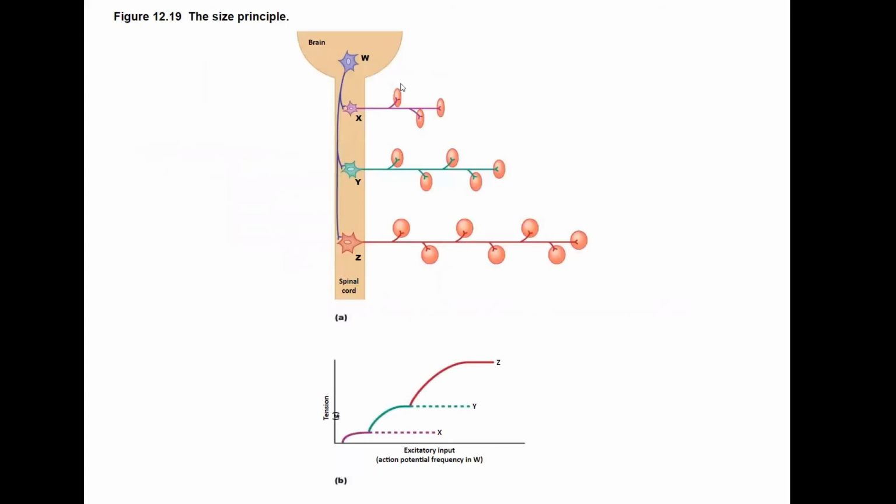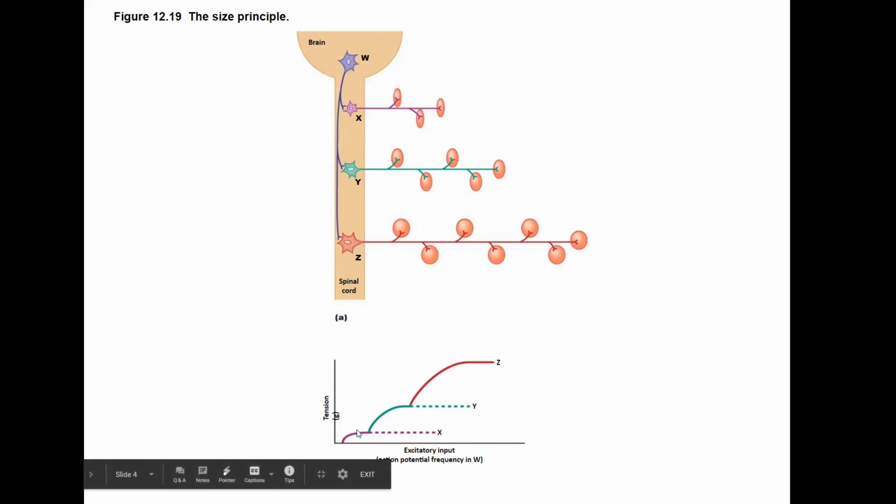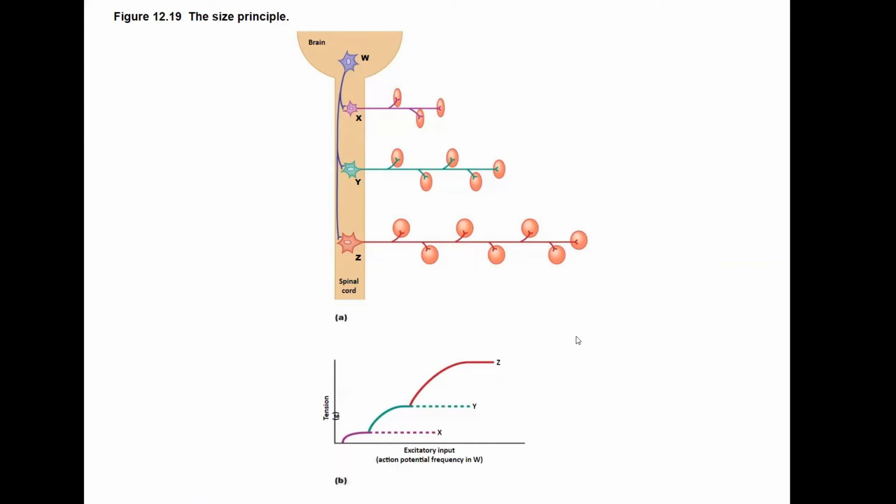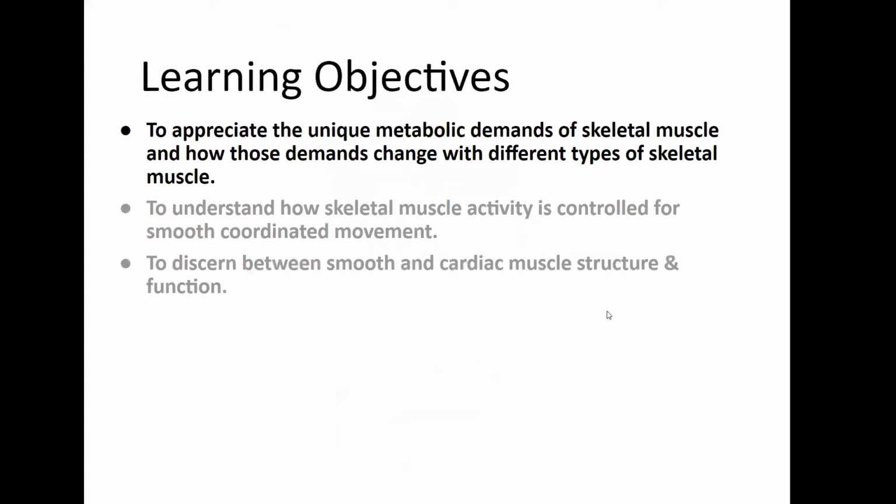So this is the picture that corresponds to that. You may have realized I prefer pictures to words sometimes. So this is just showing us that first we would recruit this motor unit here, this motor unit X. So this shows that here on the graph as well. And then we'd get to Y, and then we'd get to Z. And this has to do with basically how much of an action potential we need, how great that frequency has to be. Okay. And that will be related to our metabolism in a little bit.